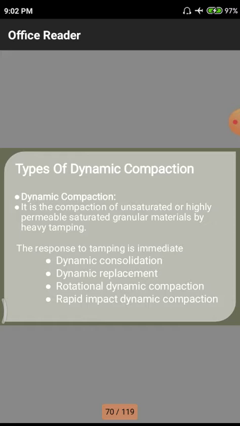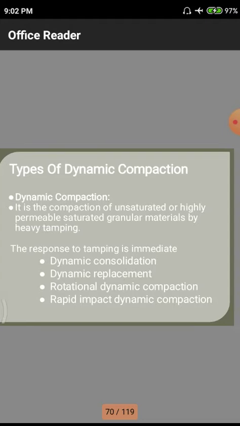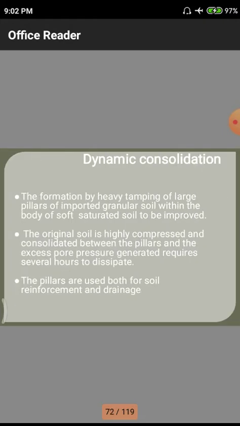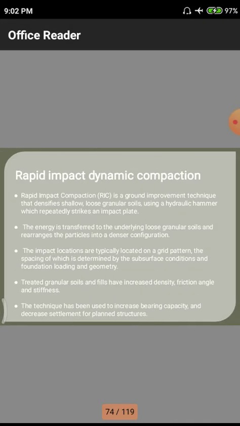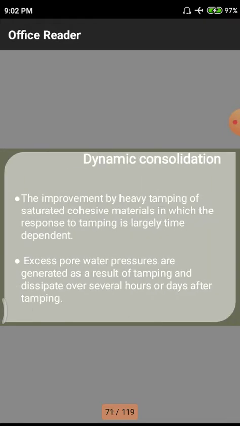First one is consolidation, meaning normally consolidating a particular soil strata dynamically. Next one, dynamic replacement, means after the consolidation is over, we need to replace the strata up to some level by another material. Next one, rotational dynamic compaction, means we need to do some sort of consolidation and some sort of replacement of material. Rapid means a small scale of material will have to be replaced. These four are the different methods.